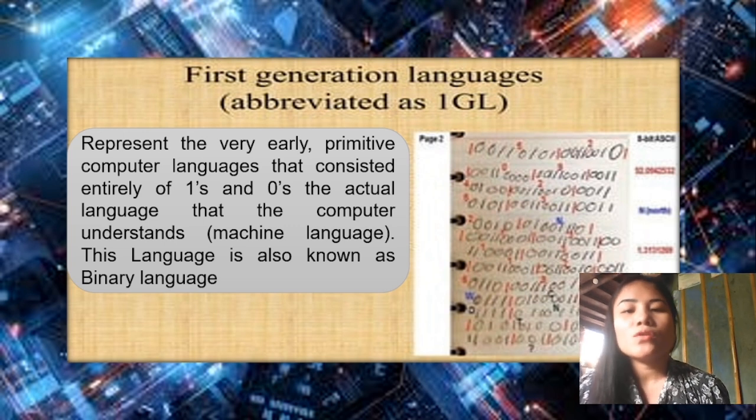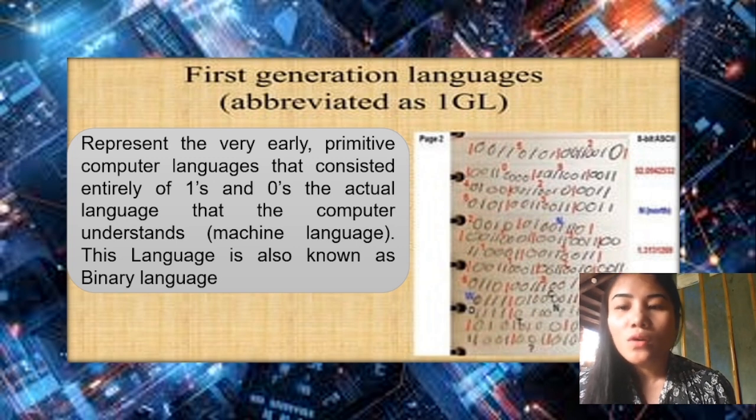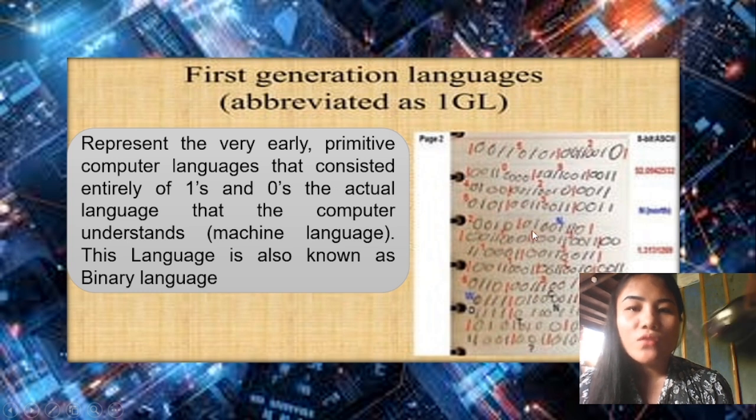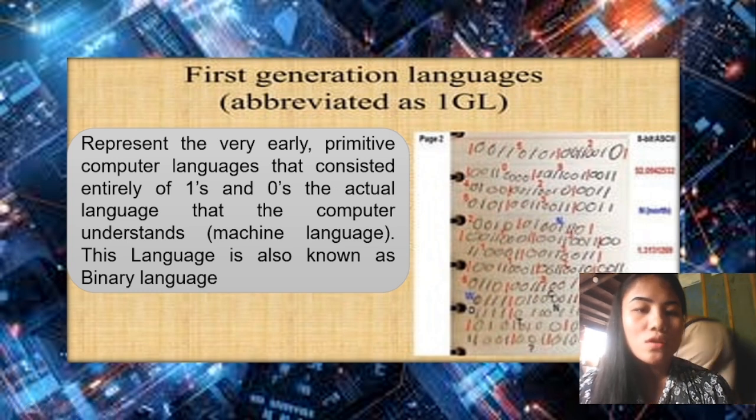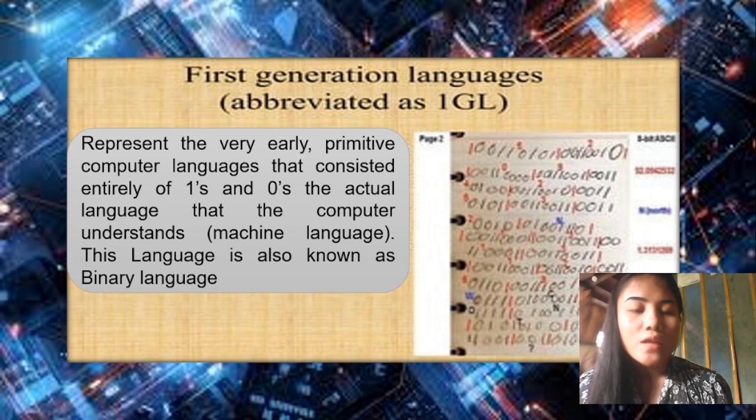Then first generation languages, or abbreviated as 1GL, represent the very early primitive computer languages that consisted entirely of ones and zeros, the actual language that the computer understands, or machine language. This language is also known as binary language. These are examples of first generation languages, 1GL, in the image on the right side.